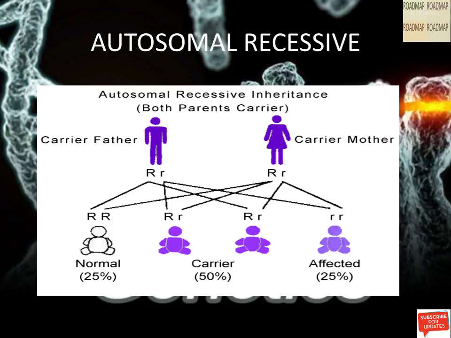Now coming to autosomal recessive inheritance. From the figure you will see that in autosomal recessive inheritance, both parents are carriers. So there is a carrier father and a carrier mother. After mating, 25% of the children will be normal, 50% will be carriers, and the other 25% will be affected. So this might be a case where they will also have the disease.